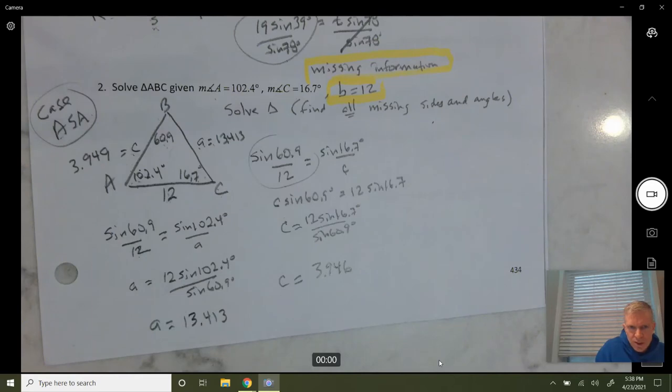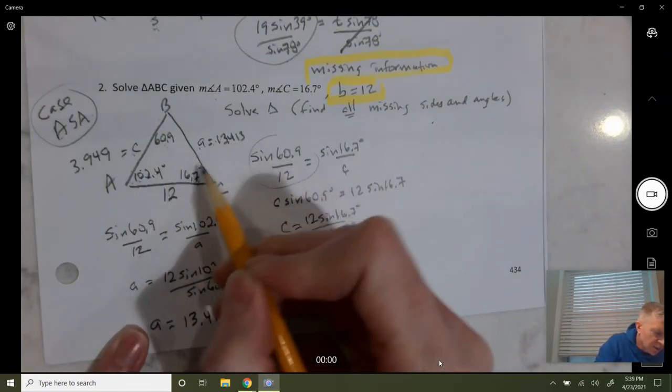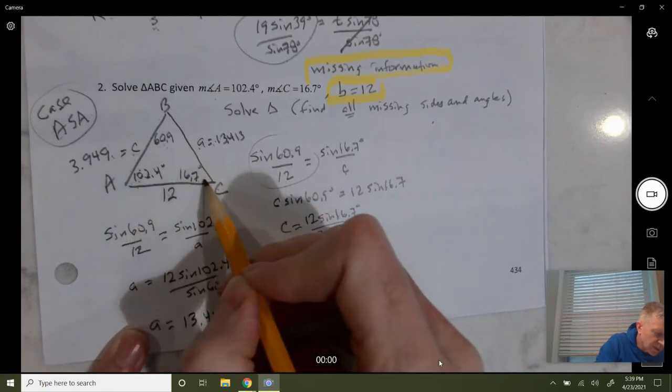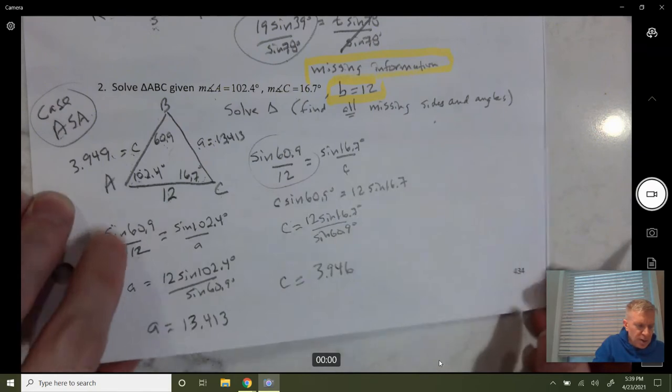I like to do a quick check. Is the biggest side across from the biggest angle? It is. Is the smallest side across from the smallest angle? It is. Perfect, so it looks good. Okay, now we're going to go to the next page.